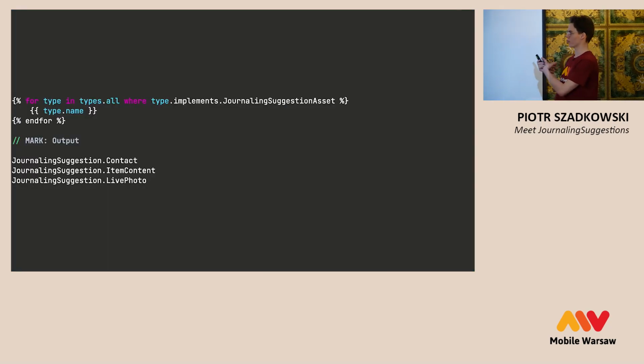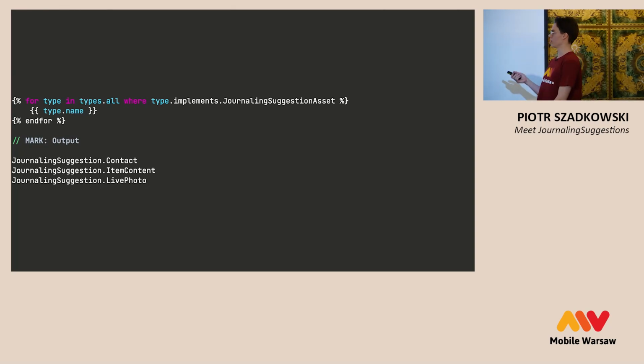Just to give you a very basic understanding of how it might work, in this example I will go through all of the types that implement the protocol defined in the framework, and this is an example output that Sourcery will generate. So yeah, this is nothing, but it's just giving you an overview of where we are going. Of course you attach Sourcery to your project and it generates the code, so later you have a finalized version of everything you need.